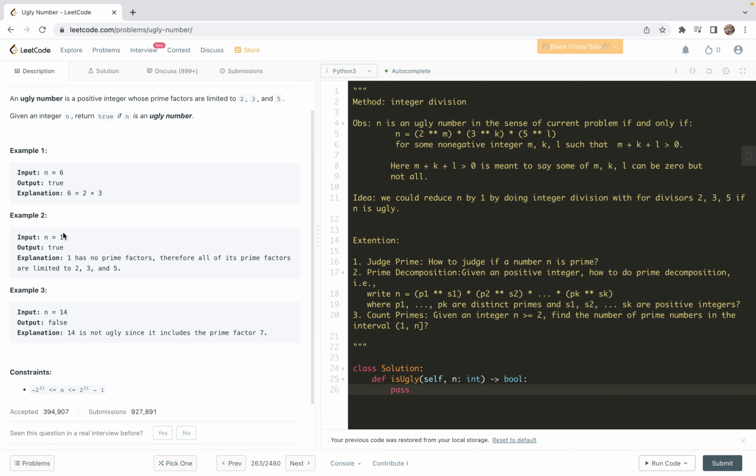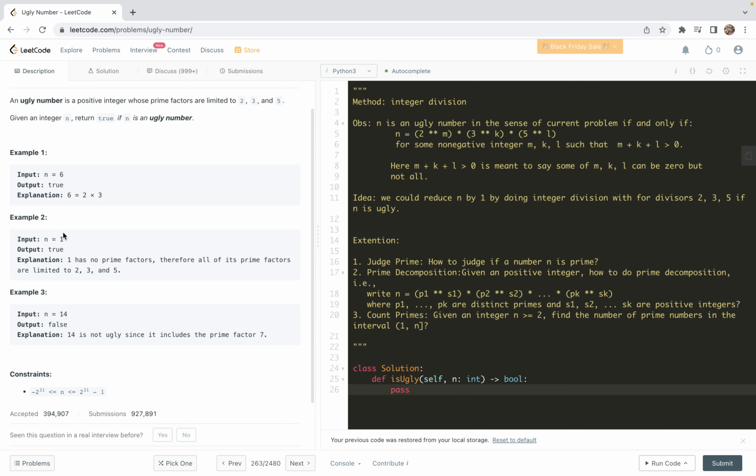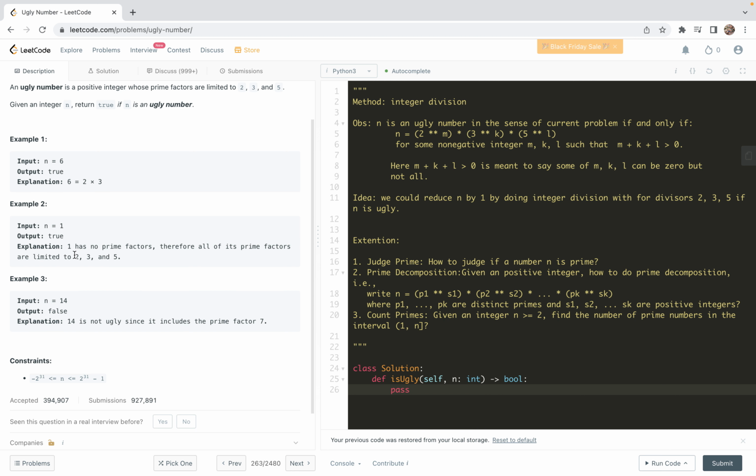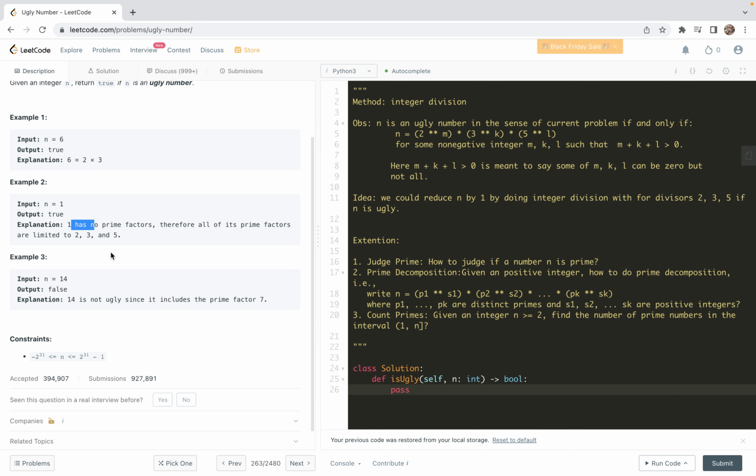An ugly number is a positive integer whose prime factors are limited to 2, 3, and 5. Given an integer n, return true if n is an ugly number or not. Here are several examples. In example 1, 6 equals 2 times 3, so it is an ugly number. For n equals 1, this is not, right? Because 1 is less than 2, right?